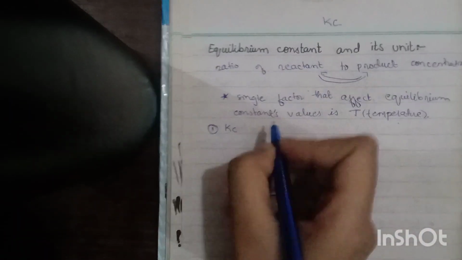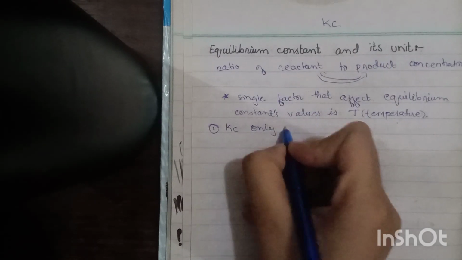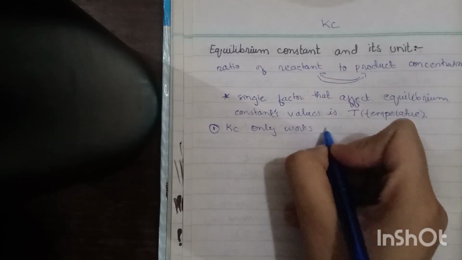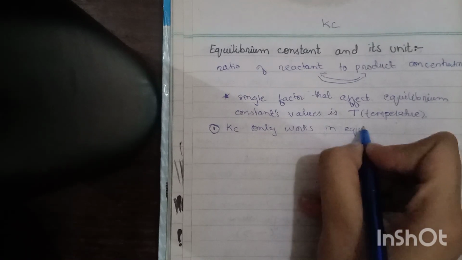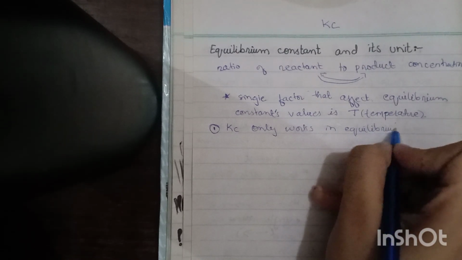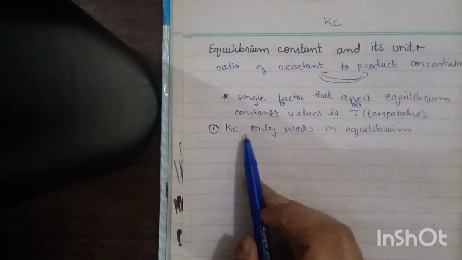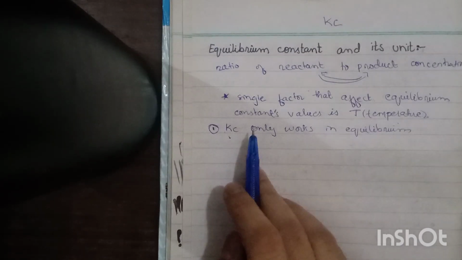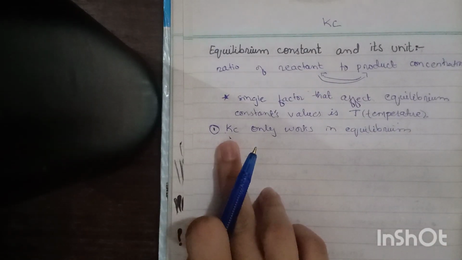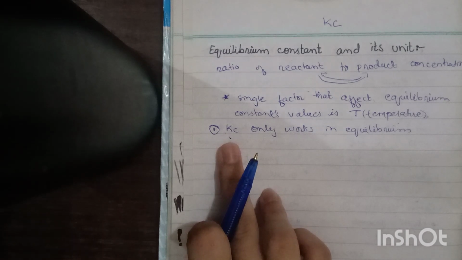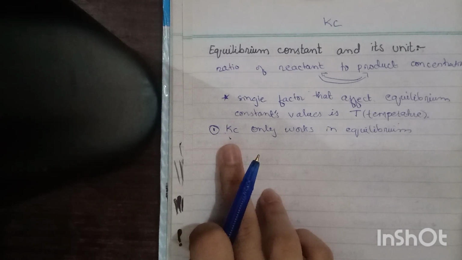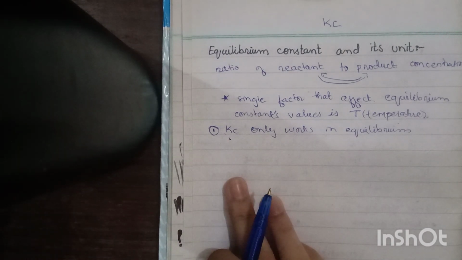Kc only works in equilibrium. As it is Kc, K means equilibrium constant here, so of course this will only work at the equilibrium position, or you can say equilibrium state. If we use it elsewhere, it is not valid there.